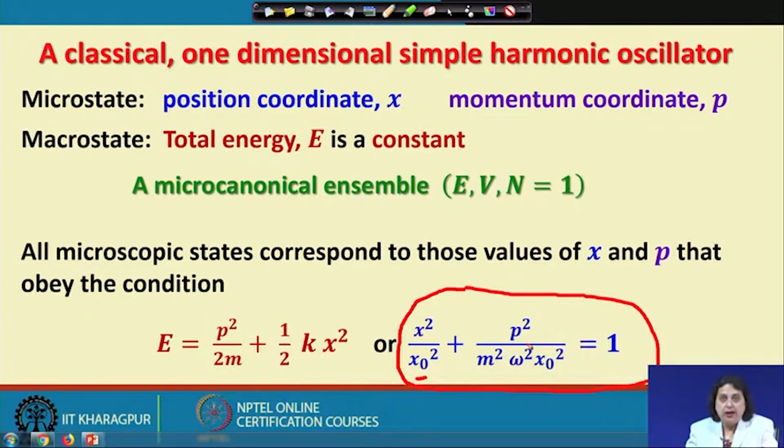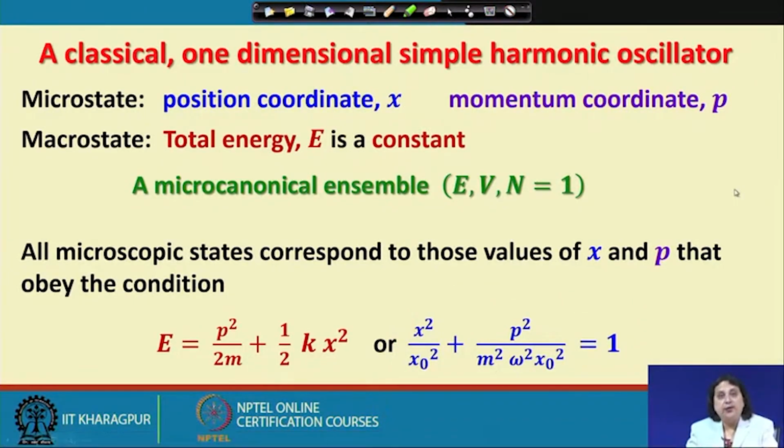Now, if I look at what happens to the phase space, I understand that all these microscopic states in the phase space, the two dimensional phase space x versus p, all the values of x and p which obey this relation will show me the accessible microscopic states of this system. So, that is what we are going to have a look at next.